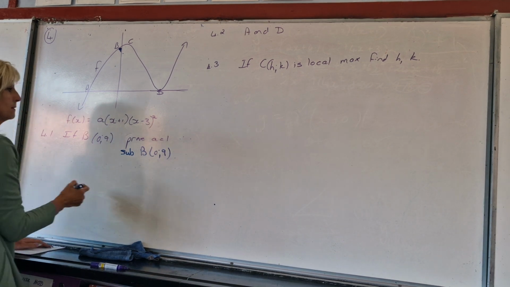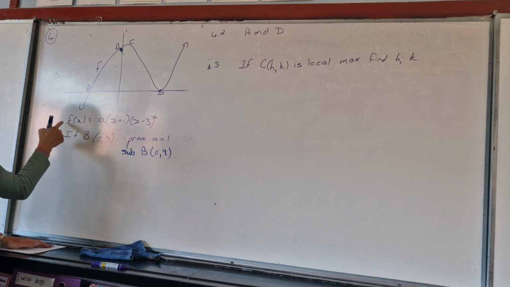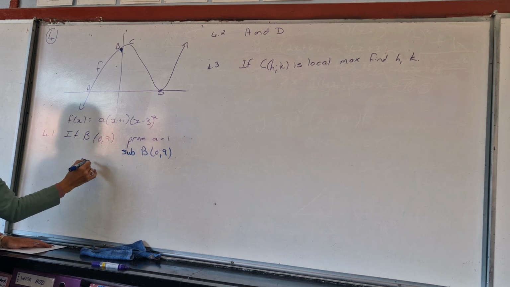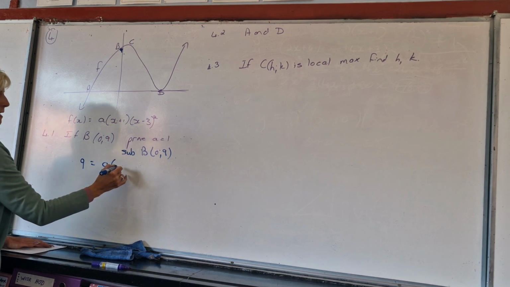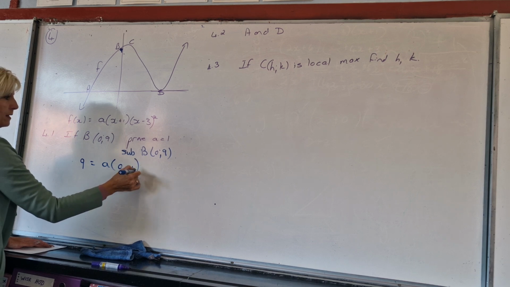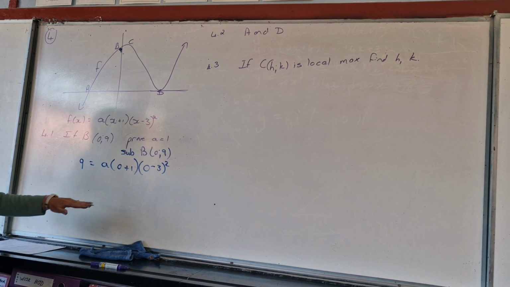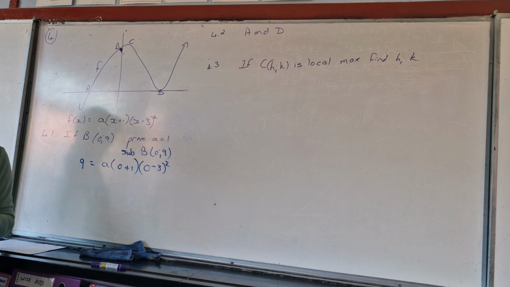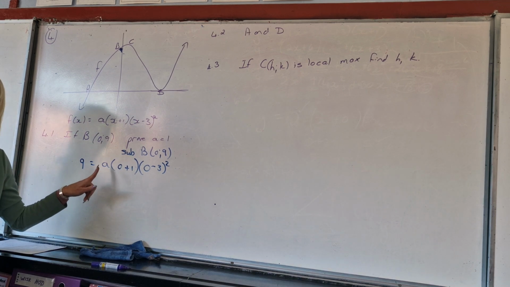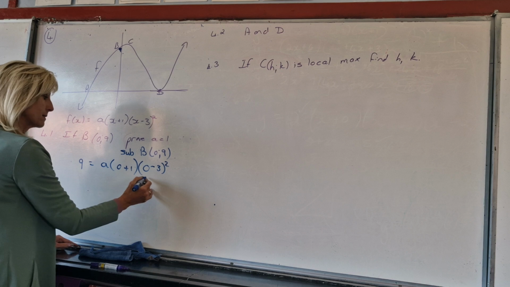So in other words, this y is going to be 9 and the A stays the same, and x is 0, plus 1 and 0, minus 3, and I'm solving for A. Can I mention it again? If there's one variable, you do it by substituting a point, right?